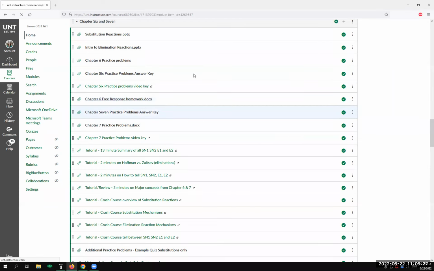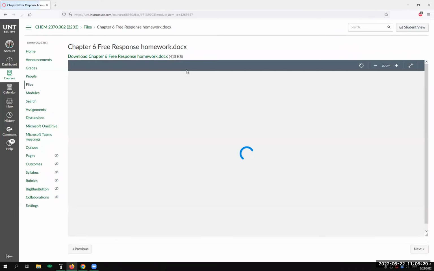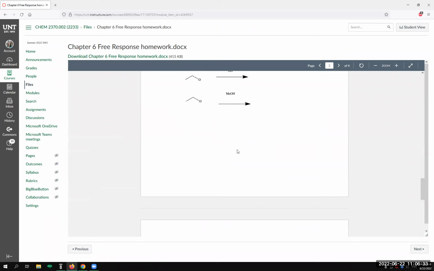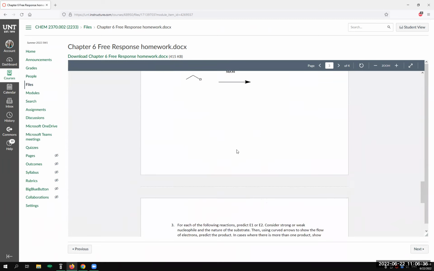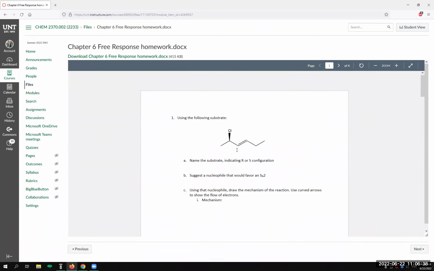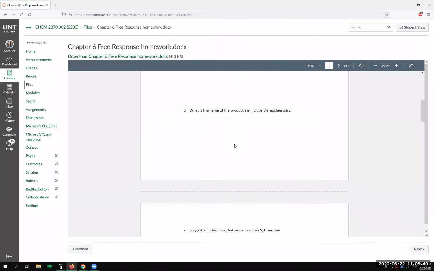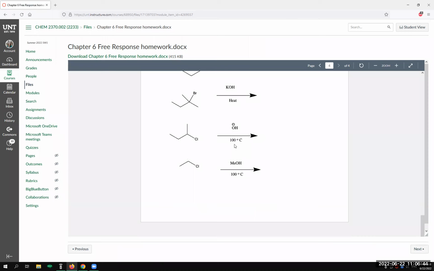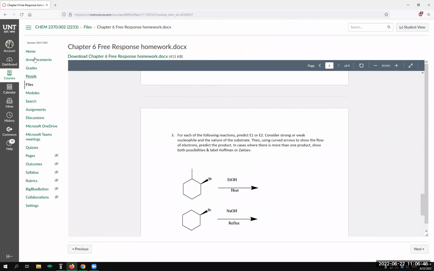So I uploaded the free response questions. I actually uploaded them twice, so make sure that you have the most recent one, because I realized I put the wrong visual. So here's what the free response questions look like. There's drawing mechanisms and predicting products for substitution and elimination for chapter 6.